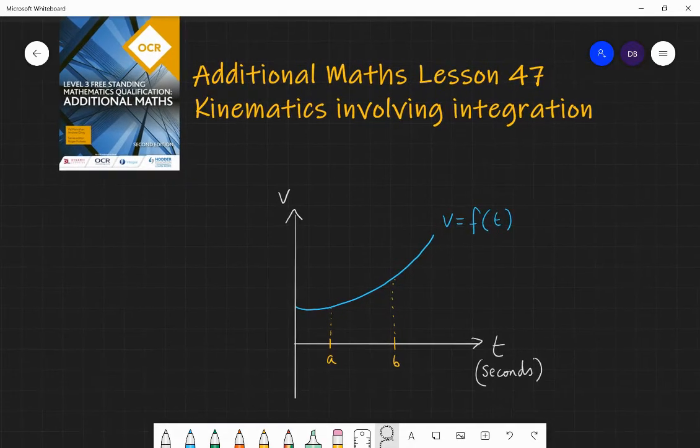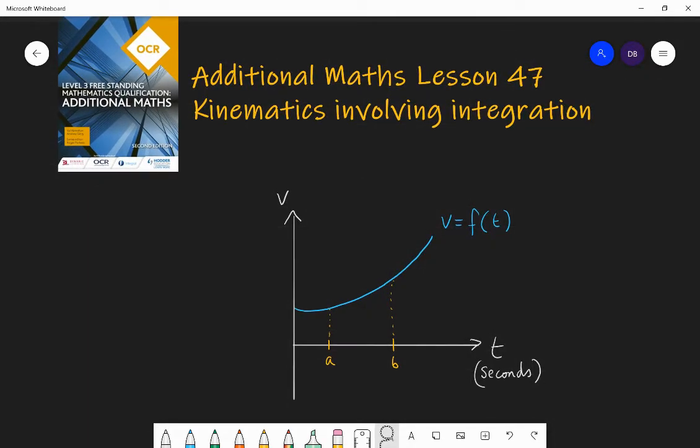So previously, and also in the GCSE course, you know that if you have a velocity time graph, the area below it represents the distance traveled. So if we wanted to find the distance we travel between time A and time B, we could find that area and we would have that distance traveled. So that clearly links to integration, because integration finds us the area between a function and the x-axis and between two limits.